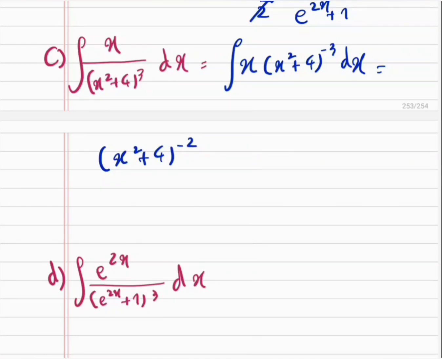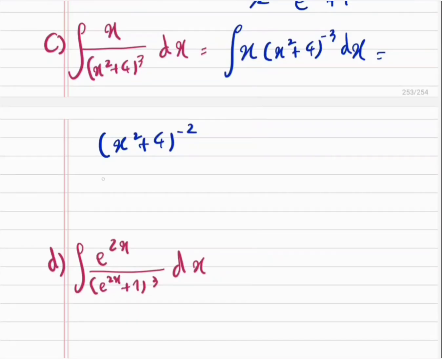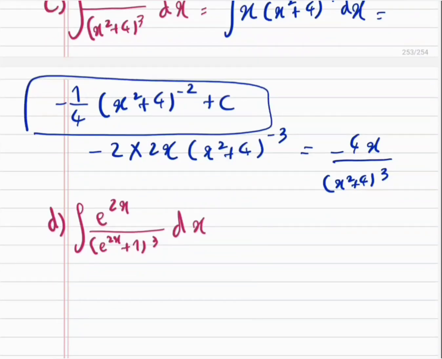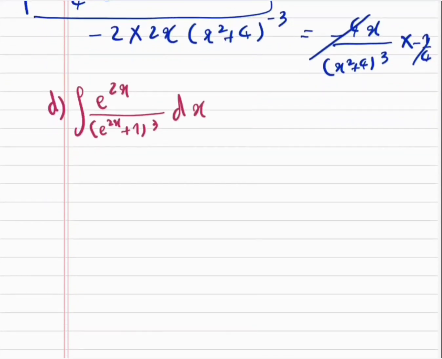Now let's differentiate it and see how close this is to x over x squared plus 4 cubed. When we differentiate, we get minus 2 times 2x and then x squared plus 4 to the power of minus 3, which is minus 4x over x squared plus 4 cubed. As you can see, this is very similar. The only thing is that we don't want this constant of minus 4. To account for that, we can have a constant of minus 1 over 4 here, and that's basically the answer: minus 1 over 4 times x squared plus 4 to the power of minus 2, plus c. Because when we have minus 4 here, it cancels out with this minus 4, so we'll have x over x squared plus 4 cubed.